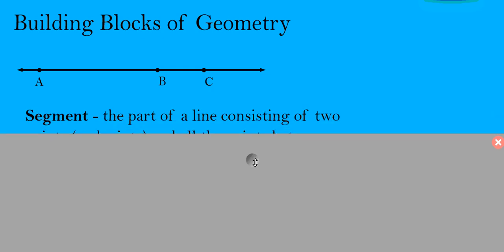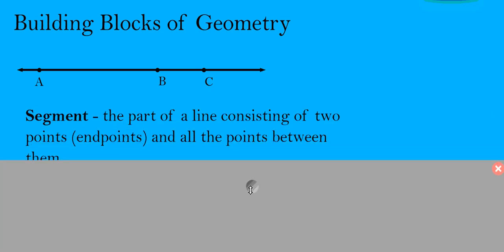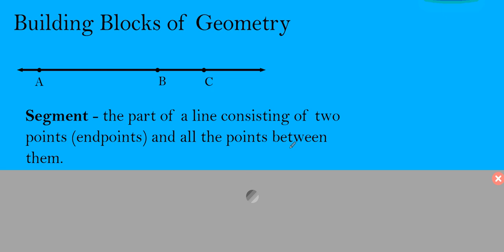So we start with a point, then we go to a line with a straight arrangement of points, and then if you take part of the line, if we break that line up into various parts, you could have what's called a segment. A line segment, or just a segment, is any part of the line consisting of two points, which are called endpoints, and all the points in between them.